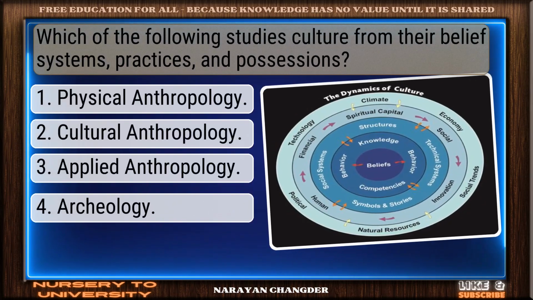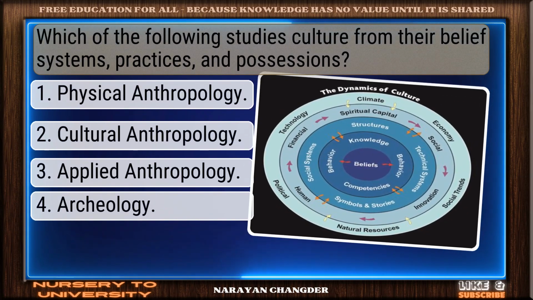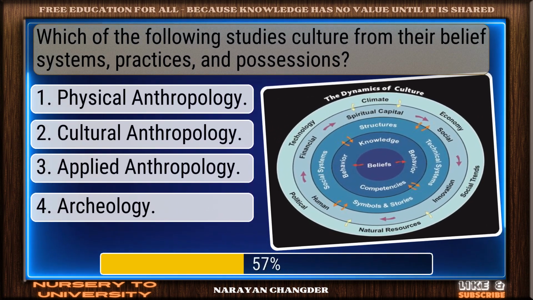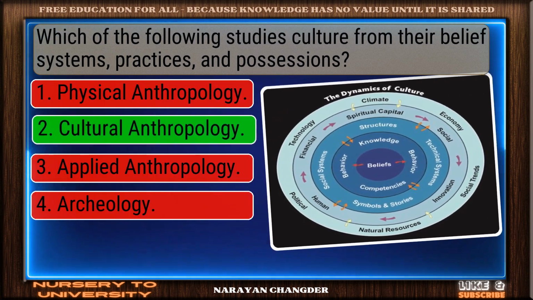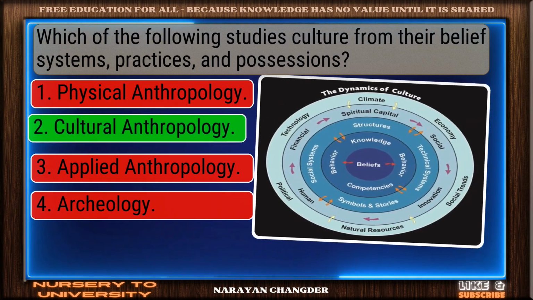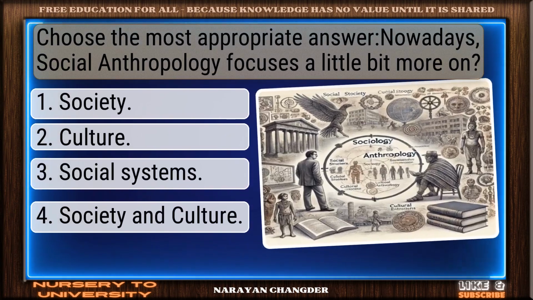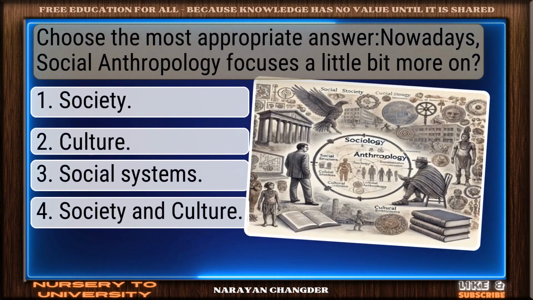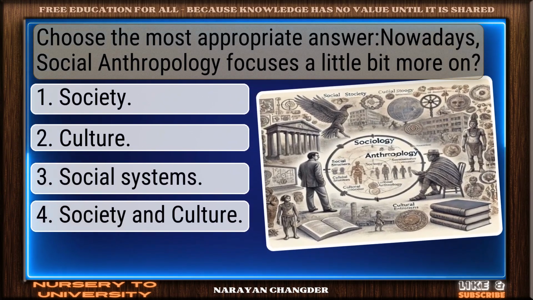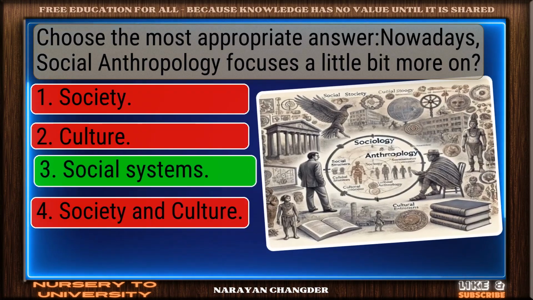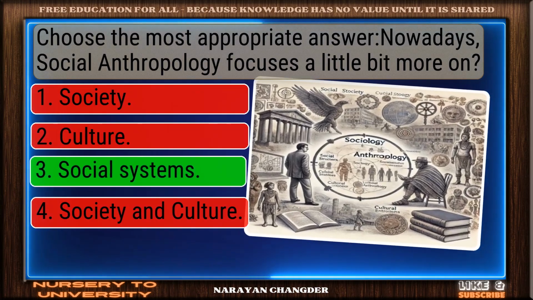Which of the following studies culture from their belief systems, practices, and possessions? Great job. Cultural anthropology is the accurate answer. Choose the most appropriate answer. Nowadays, social anthropology focuses a little bit more on. Good thinking. Social systems is the right answer.